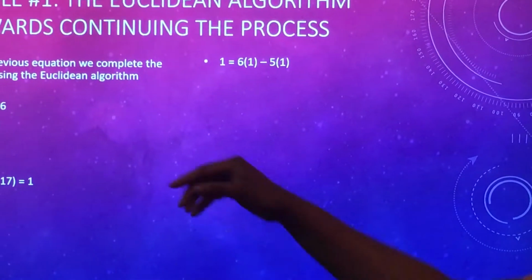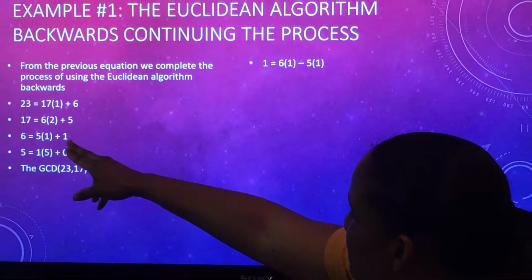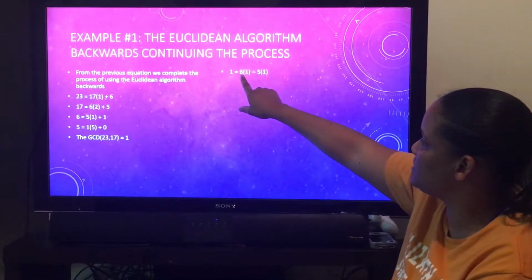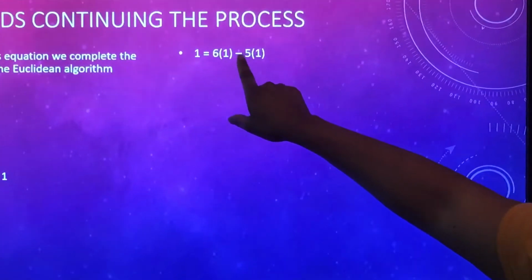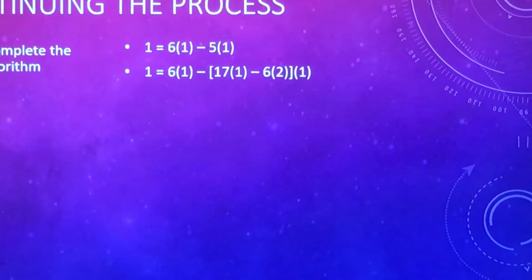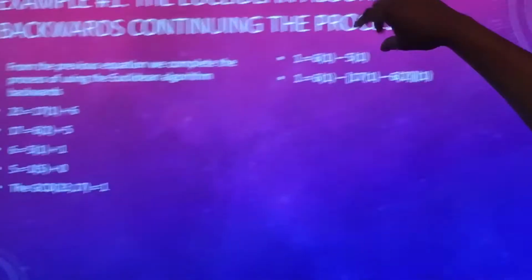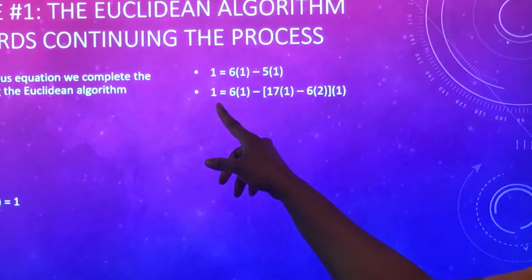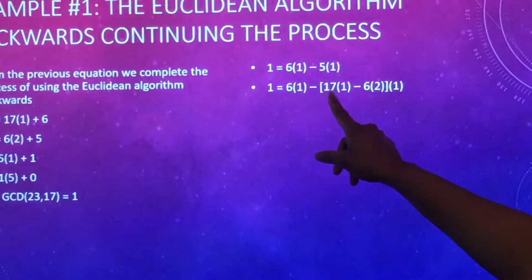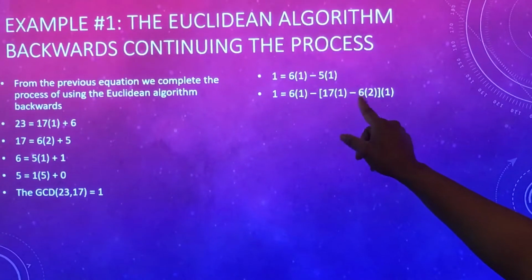Like I said, we're going to start from not this line, but this line right here, and we're going to rearrange our equation. So 1 is equal to 6 times 1 minus 5 times 1. We go back to our next line and rearrange it so that it equals the remainder, and we take that equation and stick it back into the equation. So we have 1 is equal to 6 times 1, and we replace 5 with our new equation, 17 times 1 minus 6 times 2.